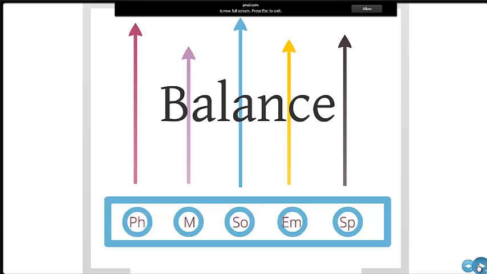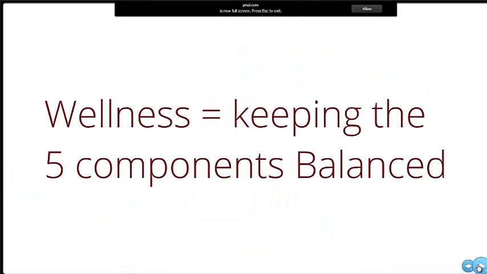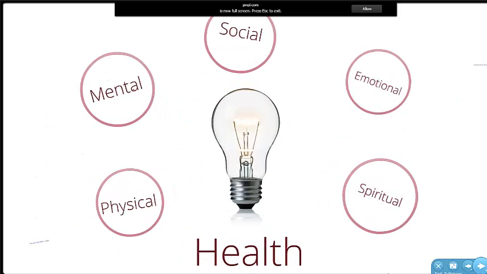Not perfect, but balanced. So what is the definition of wellness? Wellness means keeping the 5 components balanced: physical, mental, social, emotional, and spiritual. Keeping them balanced, recognizing when we see some of those areas getting out of whack, we can start to turn those dials and bring them back into balance. So health is a combination of spiritual, emotional, social, mental, and physical health, and wellness is keeping those 5 components balanced. So that's going to be the foundation of our class.